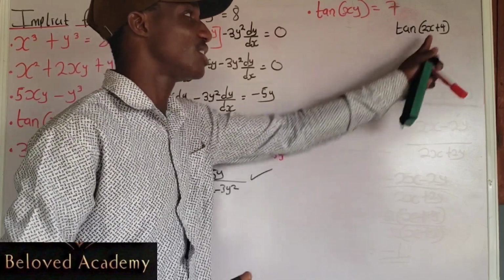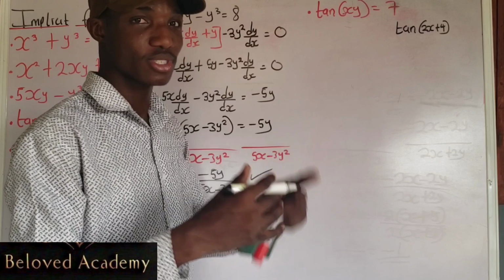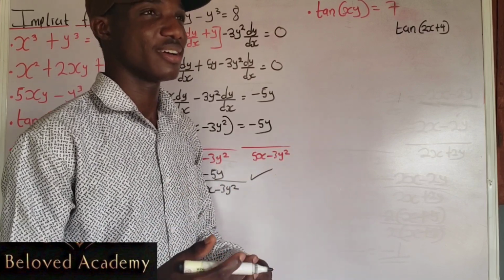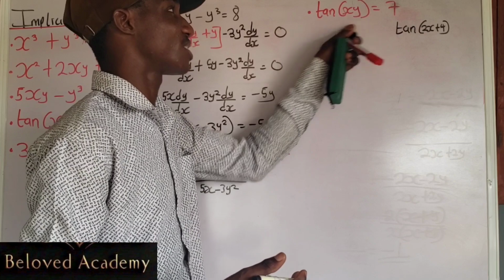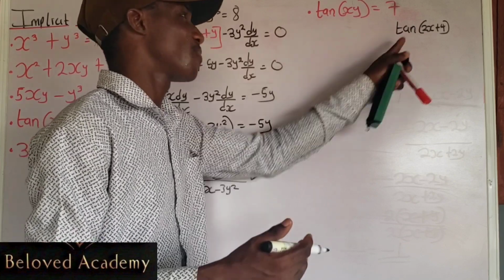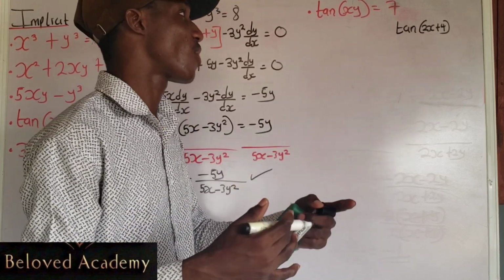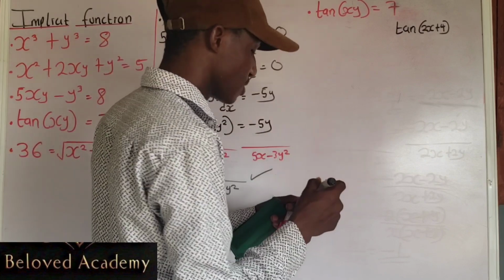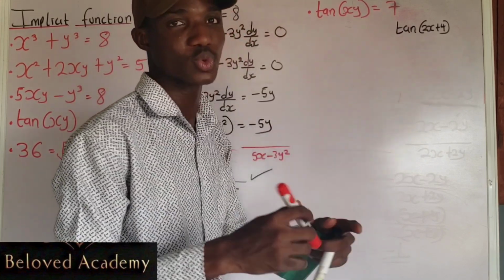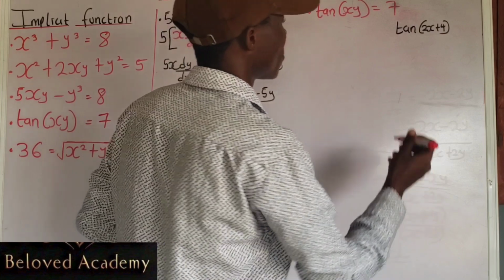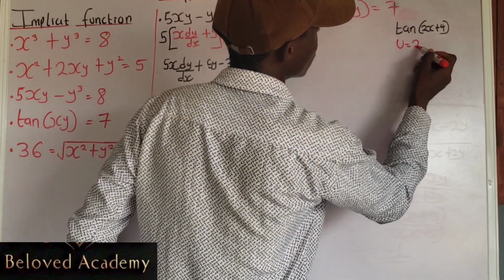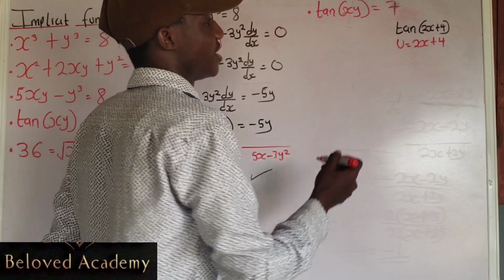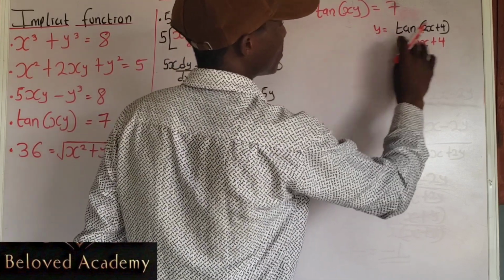The inner function is what? 2x plus 4. I'm just reminding you of what we learned in our previous class on chain rule, to help you understand what I'm going to do here. So we have tan(2x plus 4), and we want to differentiate this function. The first step is to set u equal to the inner function, right? So u equals 2x plus 4. Are you there? Okay, let y equal tan(2x plus 4).